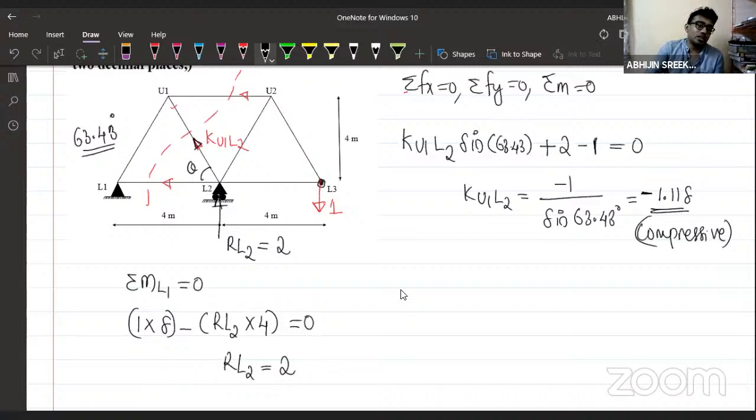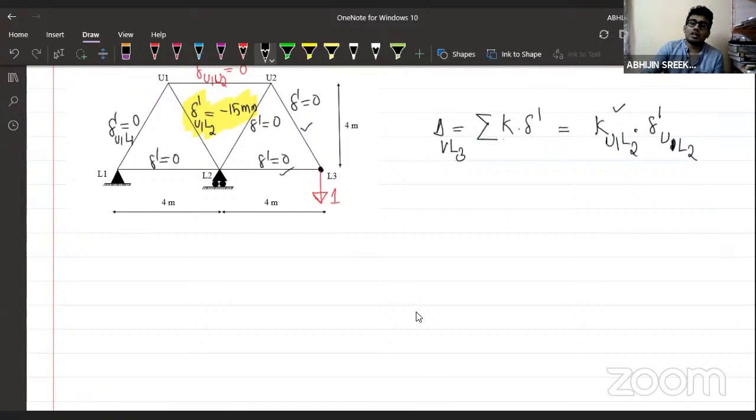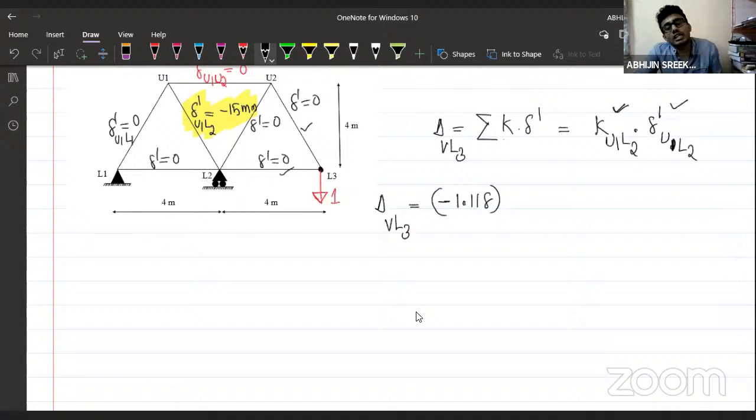We know the delta value here, right? Now we have the values. We have calculated KU1 L1, KU1 L2, and we know the delta dash values. Now we are going to apply it in the equation to calculate the vertical displacement of point L3. How to do it? This is minus 1.118. Why am I using a negative value here? Because in the equation, if it is tensile in nature, we will be taking it as positive. If it is compressive in nature, we will be taking it as negative. Here the answer is compressive. That's why I'm taking it as negative into 15 mm.